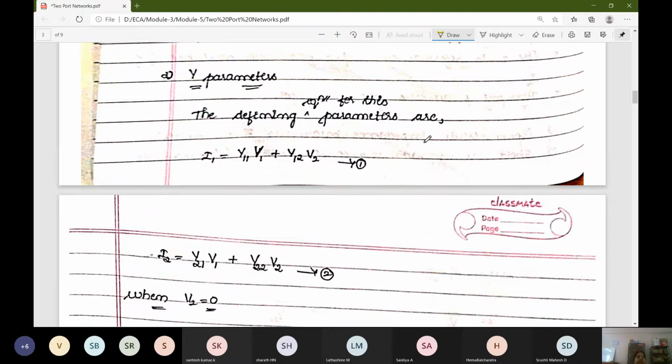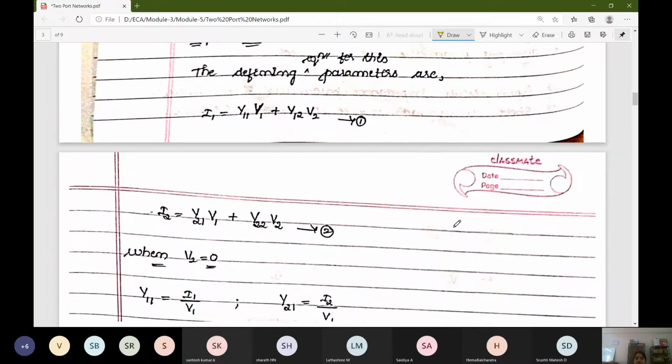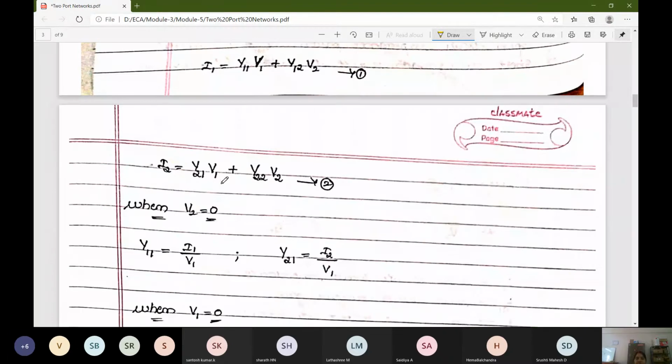What was the name for Y parameters? It was short circuit admittance. Okay. So here we'll write I1. I1 is equal to Y11 V1 plus Y12 V2. Call it equation 1. And I2 is equal to Y21 V1 plus Y22 V2.